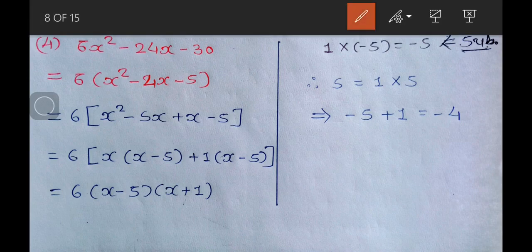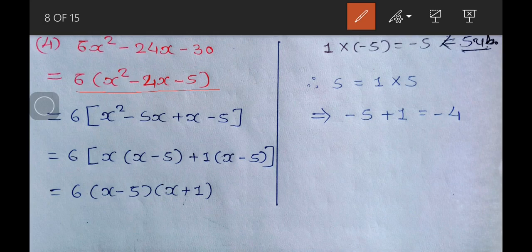Now example number 4, you can see the given polynomial 6x square minus 24x minus 30. So here you can see that 6 is a common factor in the given polynomial. So first we extract the 6 from each term. So we have extracted 6 as a common factor from the given polynomial. Then we get 6 in bracket x square minus 4x minus 5. Now we factorize x square minus 4x minus 5.